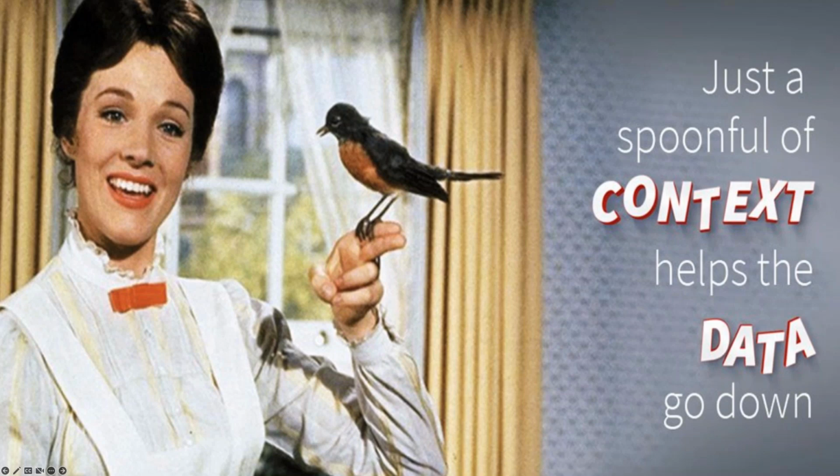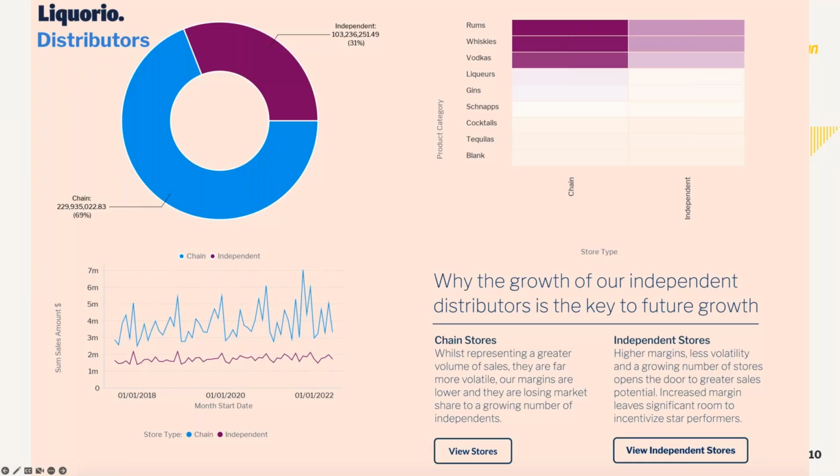So let me show you one example of how you can provide just a little bit of context that can make a difference in a dashboard. So here's an example of a liquor distribution dashboard. So I'm seeing my numbers for my chains, my independents. I'm seeing a breakdown of my product categories across those two groups. And I'm seeing trends over sales.